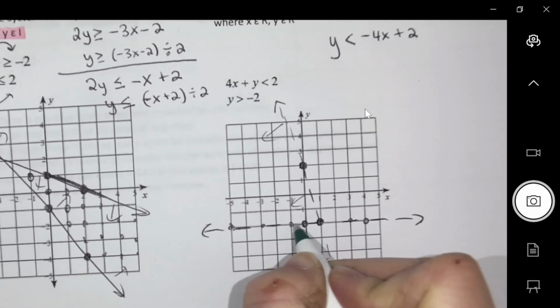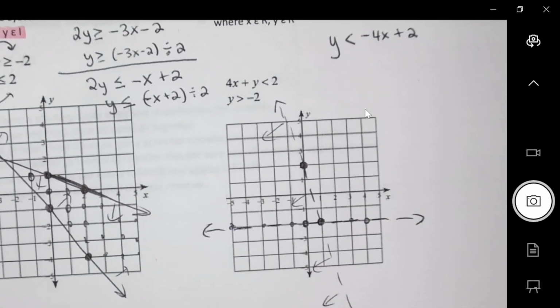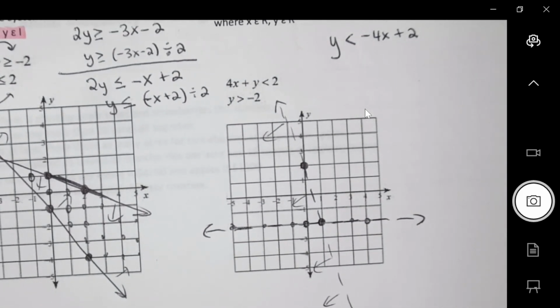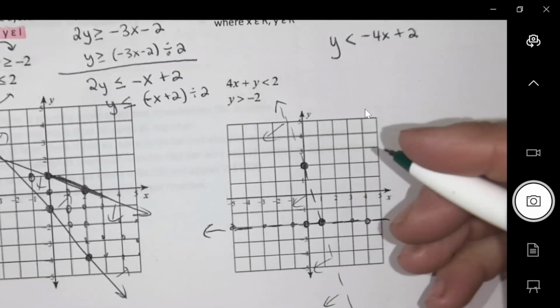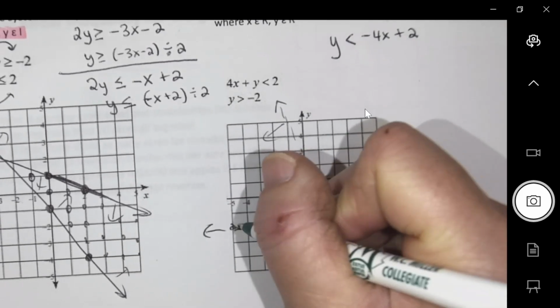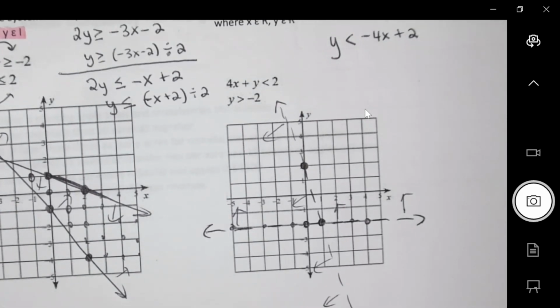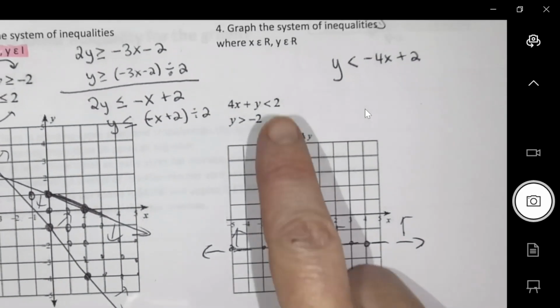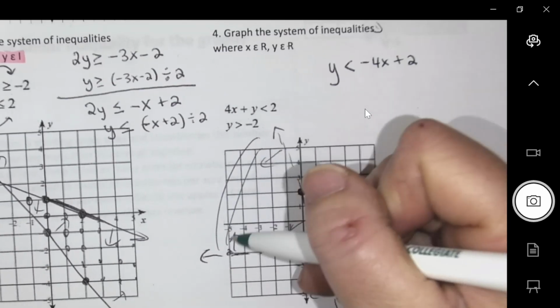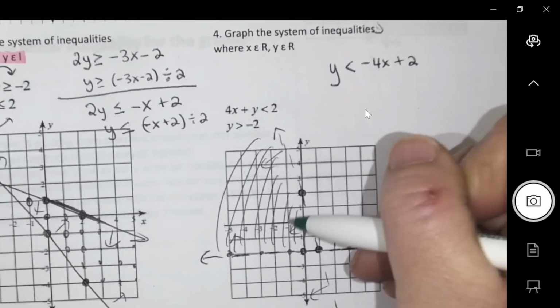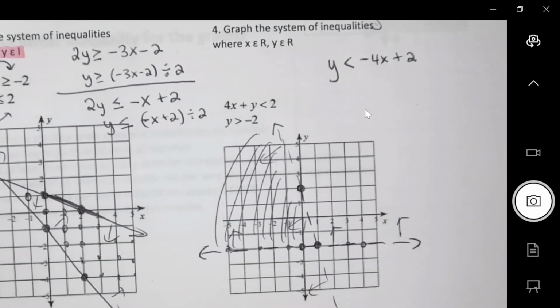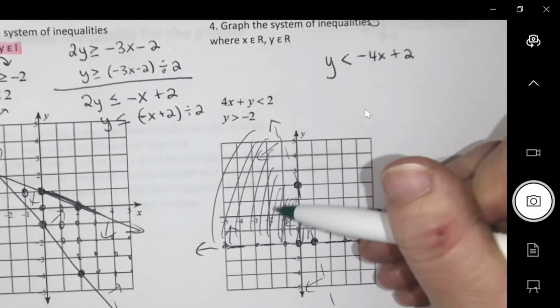And it is dashed. And I have to be greater than it, so I have to be above it. And this one says I can be any real number. So I can be anything in this zone.